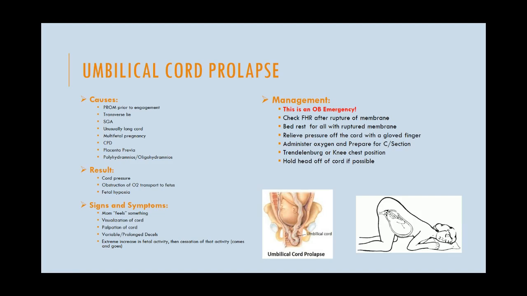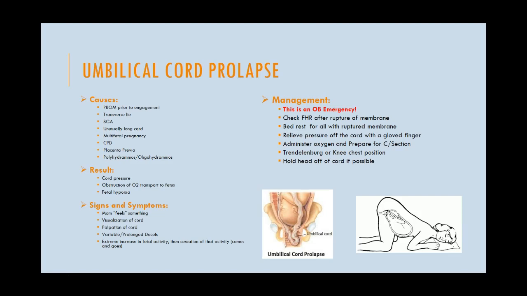Babies who are small for gestational age allow more room in the pelvic structure because their heads are smaller or their bodies are smaller. Babies that have an unusually long cord are at a greater risk. Moms that have multi-fetal pregnancies are at greater risk. Obviously, if you got a multi-fetal pregnancy, we got 2 umbilical cords. So there's just a greater chance for one of them to slip through there. Cephalopelvic disproportion is another cause.